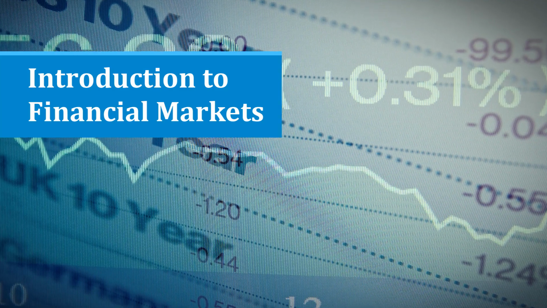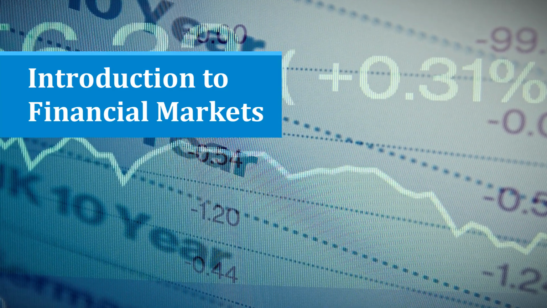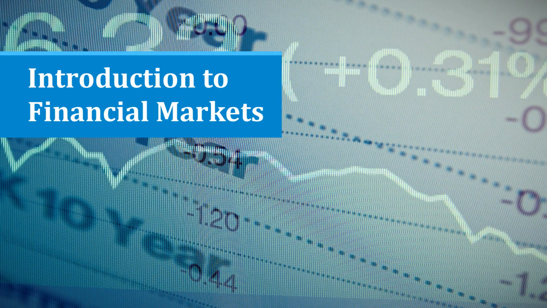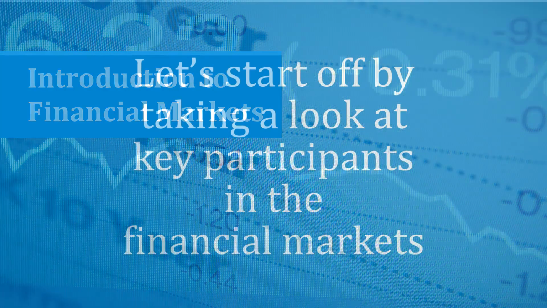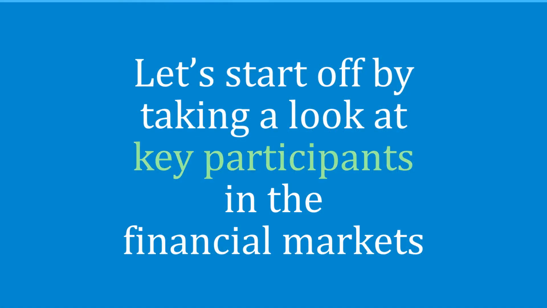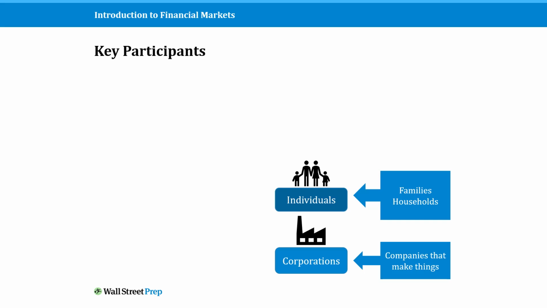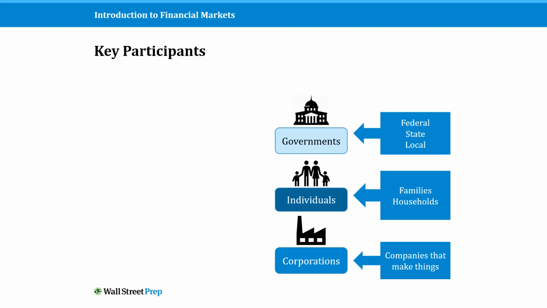Introduction to Financial Markets. Here, we're going to look at key issuers and investors and how capital flows move from one to the other. Let's start by taking a look at the key participants in the financial markets. First, we have individuals. These are families, households, people like you and me. Then we have corporations. These are companies that make things. And then we have governments. Here, I'm grouping all levels of government together: federal, state, and local.